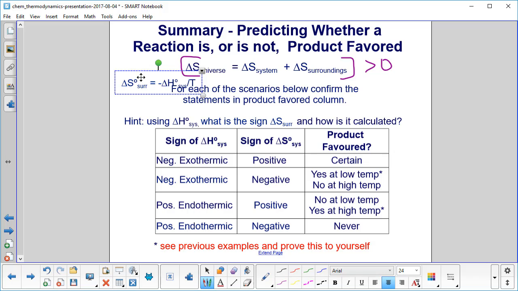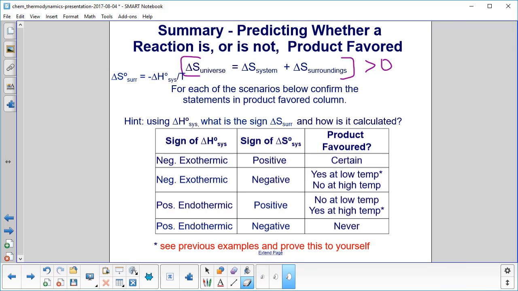Let's just bring up that equation. Delta S surroundings is the negative of delta H naught system divided by the temperature. So let's just get rid of this so you can see it. So here we go. If the sign of delta H naught system is negative, we have an exothermic reaction, and the sign of delta S naught is positive for the system.